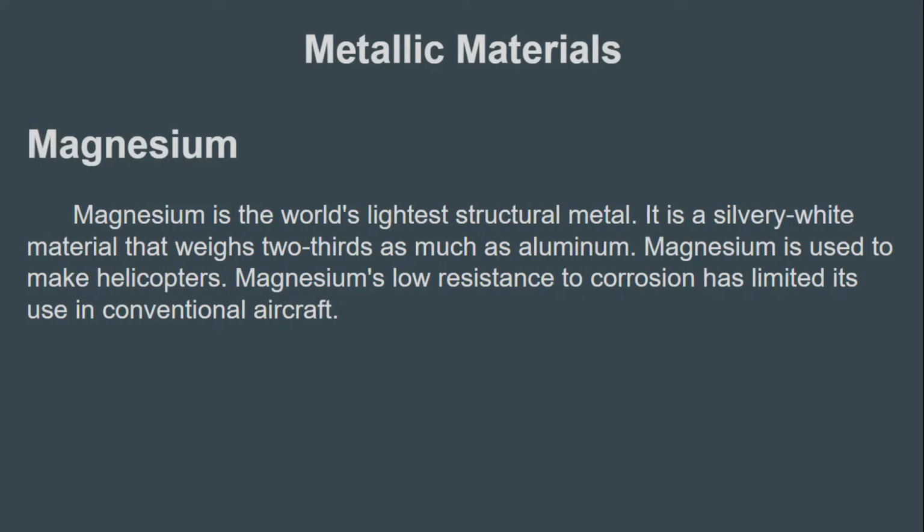Magnesium. Magnesium is the world's lightest structural metal. It is a silvery white material that weighs 2/3 as much as aluminum. Magnesium is used to make helicopters. Magnesium's low resistance to corrosion has limited its use in conventional aircraft.